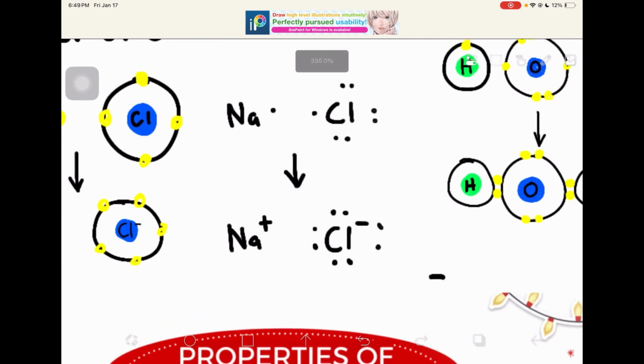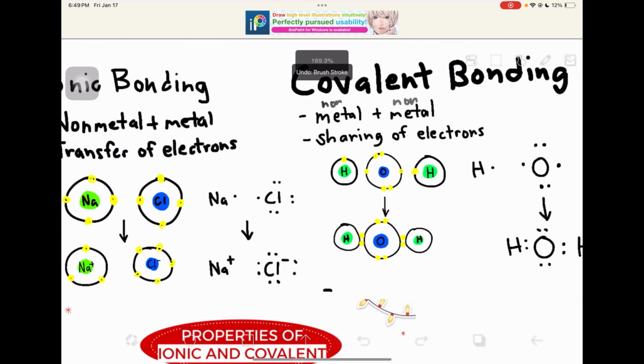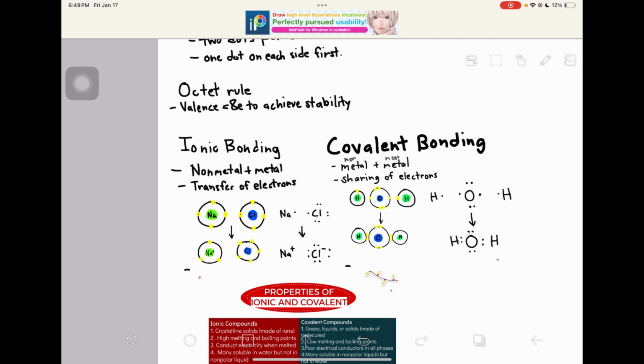Meanwhile here, as you can see, they're not connected, but they just have this positive-negative charge. So visually, that's the difference between ionic and covalent bonding. Remember that ionic is a non-metal plus metal, and covalent is non-metal plus non-metal.